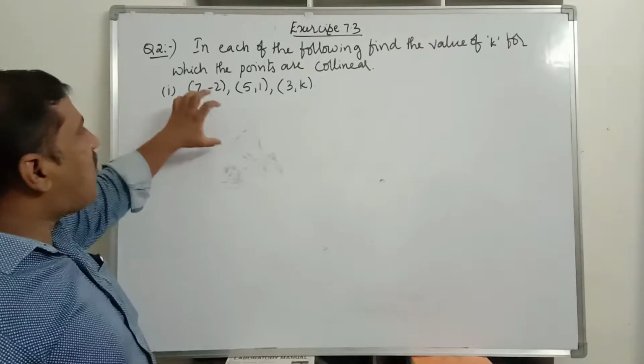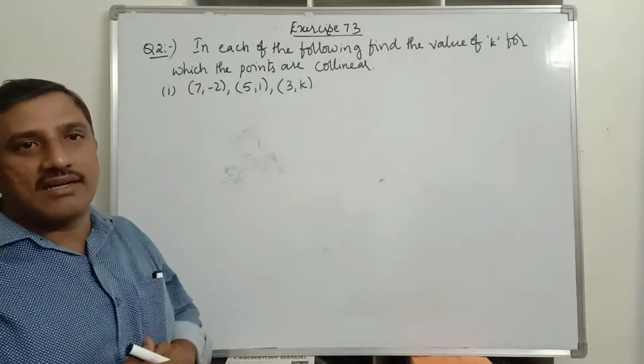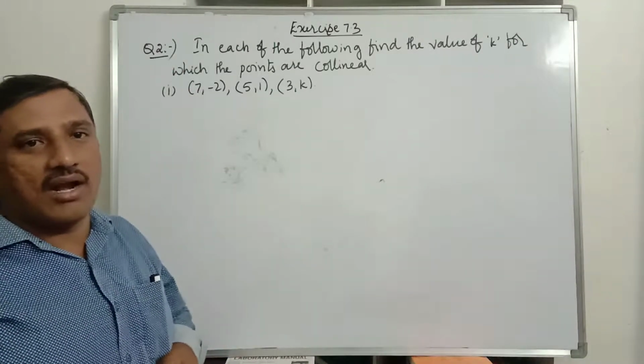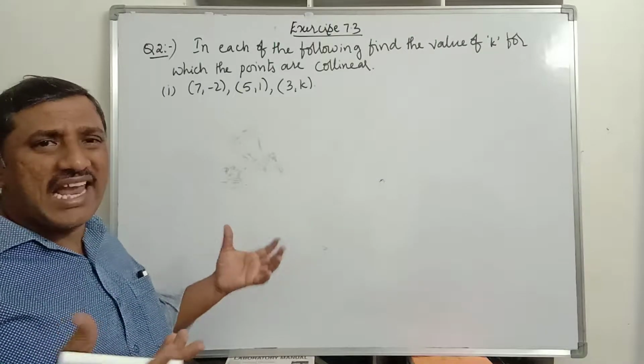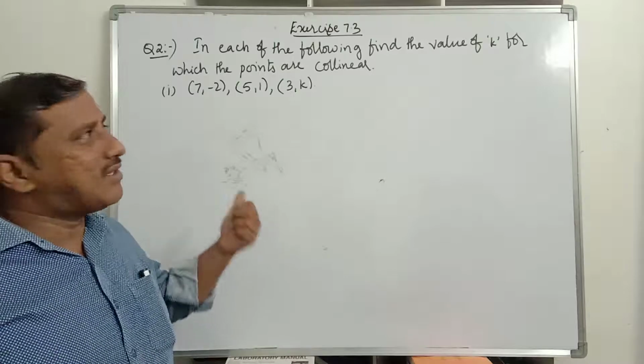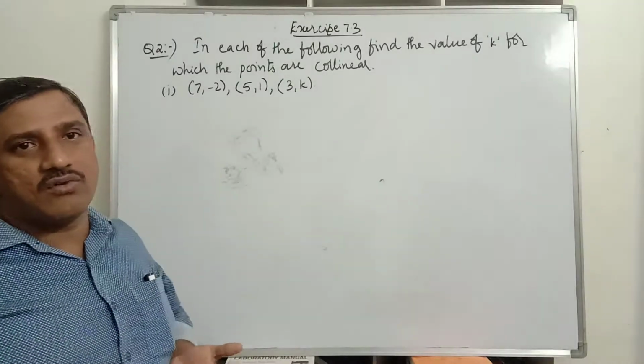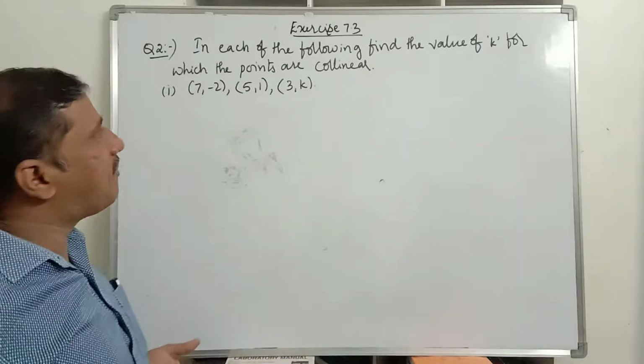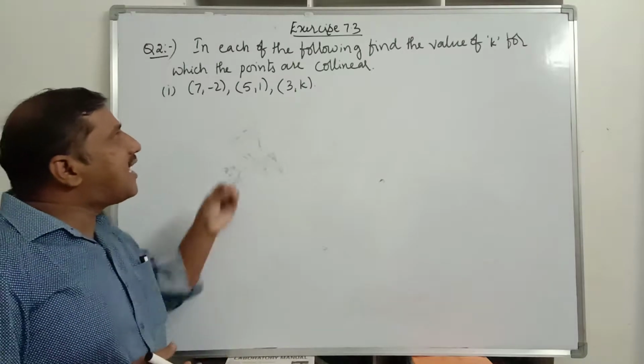That formula will apply to find the area of a quadrilateral. We have studied that a quadrilateral can be divided into two triangles by a diagonal. So that concept will apply to find the area of a quadrilateral and some other applications. And we have studied collinear points.